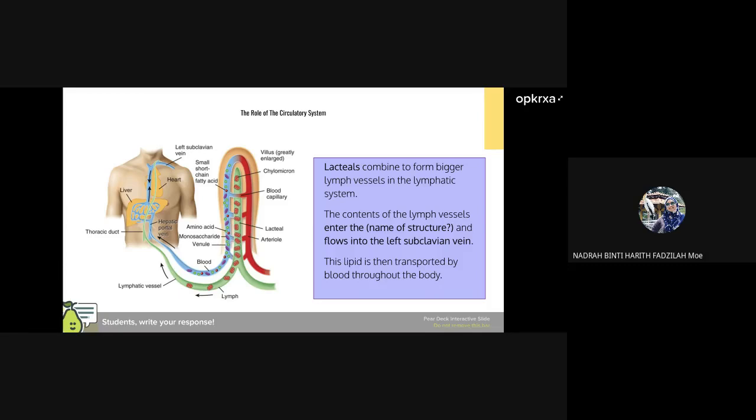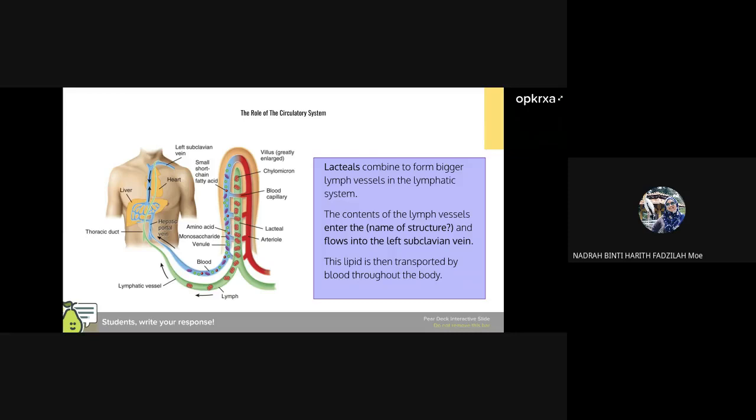And then once it is inside lymphatic vessel, cuba tengok dalam diagram tu. Okay, lymphatic vessel will move upwards towards the thoracic duct. And then from thoracic duct, barulah all the contents in the lymphatic system transfer into left subclavian vein, masuk ke dalam blood circulatory system. So, nanti bila kita belajar part ni, kita akan nampak dengan lebih jelas lah.